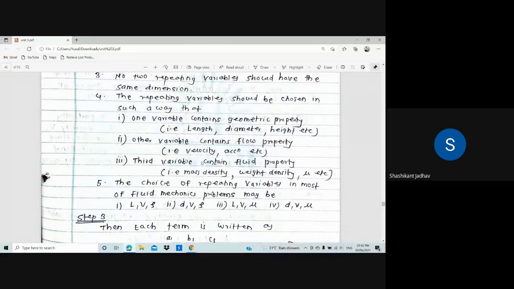Okay. So write on: other variable contains flow property, that is velocity, acceleration, etc. Then what about the third variable?